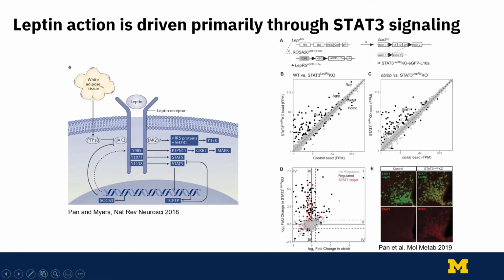bulk RNA-seq is very similar, except for a huge chunk of STAT1 target genes because of compensatory upregulation of STAT1. So we know that STAT3 and, in a compensatory role, STAT1 mediate the vast majority of leptin transcriptional effects. However, to date, this has only been done in bulk tissue, and we don't know if this differs on a single cell level or population level.